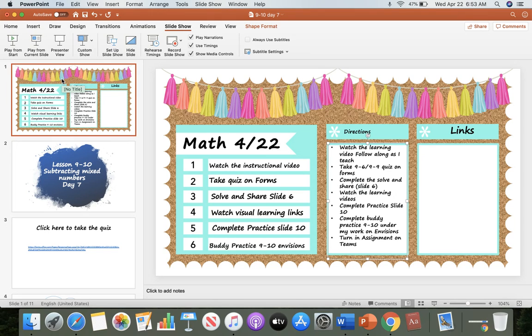You will watch the learning videos, the visual learning links that are in this slide, and I'm going to show you how to get to the visual learning videos on Envisions as well. You will complete slide number 10. When slide number 10 is done, you will log into the buddy practice on 9-10 Envisions, complete that, and then you will come back and turn this PowerPoint in so I'm able to see your completed slides.